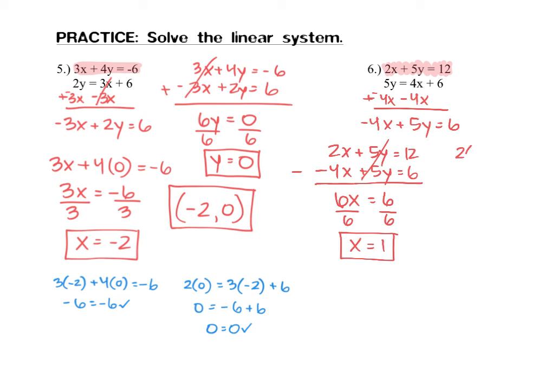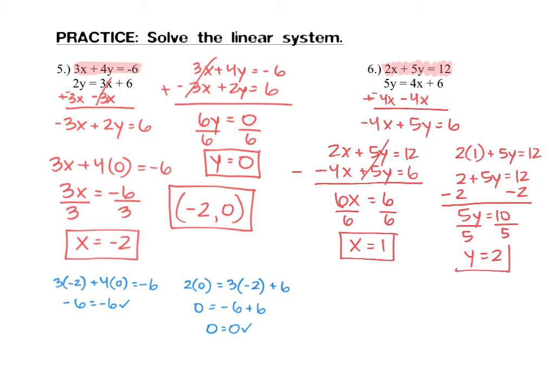I'll go ahead and just plug it into the first one. 2 times 1 plus 5y equals 12, so this would be 2 plus 5y equals 12. Subtract 2, 5y equals 10, divide by 5, and you get y equals 2. So this solution would be (1, 2). And again, once you get that first variable, you can plug it into either equation there, and you're going to end up with the same answer.